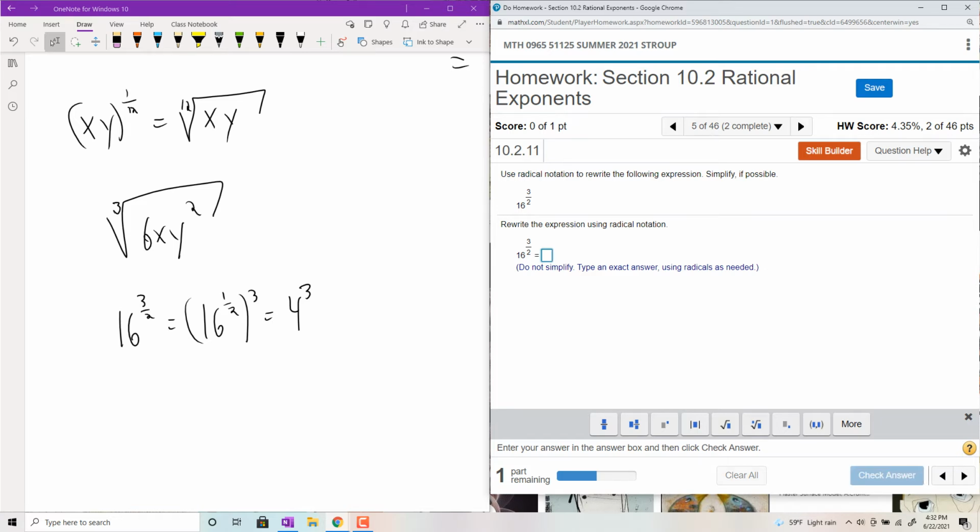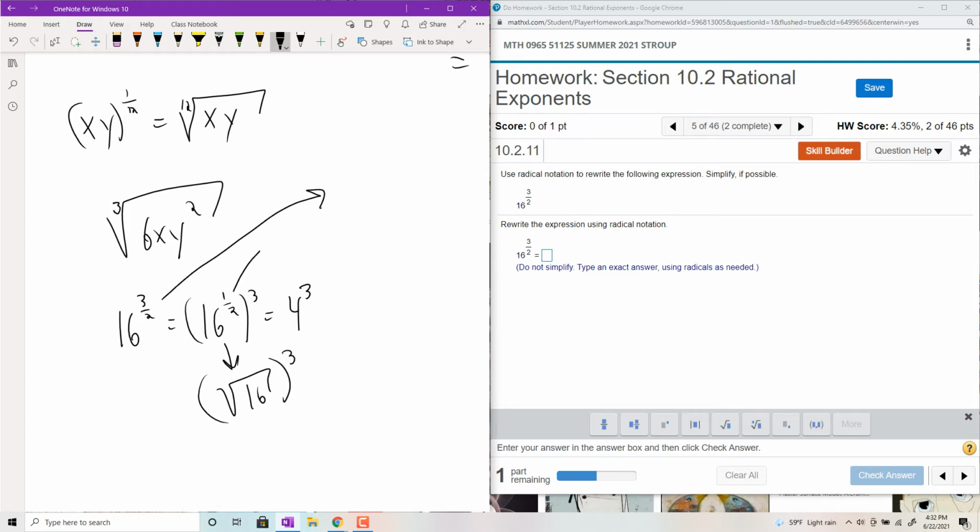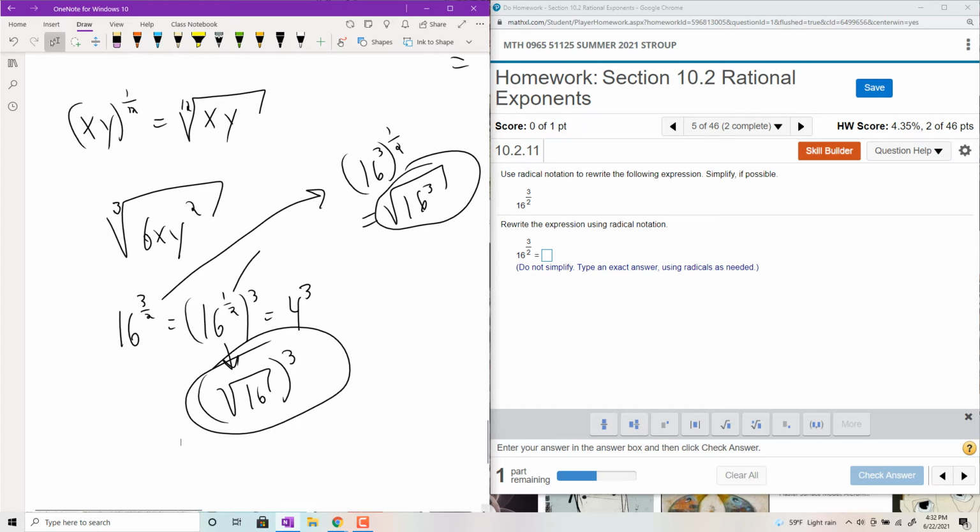Rewrite. Oh, I got to rewrite it with radical notation. Seriously? Do not simplify. Type exact answer. They want radicals. Okay, so there's two ways to write it, right? I can rewrite this as a square root of 16 cubed, or if I rewrite this, I could write it as 16 cubed to the 1 half, and then that'll be the square root of 16 cubed. Okay, I think they probably want this answer, but let's see what happens if I put this answer in. See if it still works.